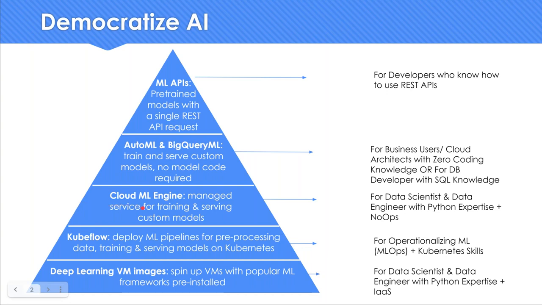If you see, major categories of people are covered: a developer, a business user, a data cloud architect, data engineer, data scientist, operational MLOps, people with exposure to machine learning, with and without exposure to infrastructure, and also DBAs. Everybody is covered. That's the reason why Google tries to democratize AI.